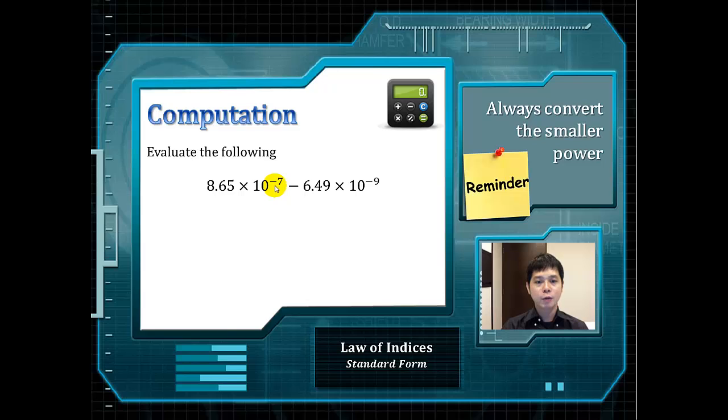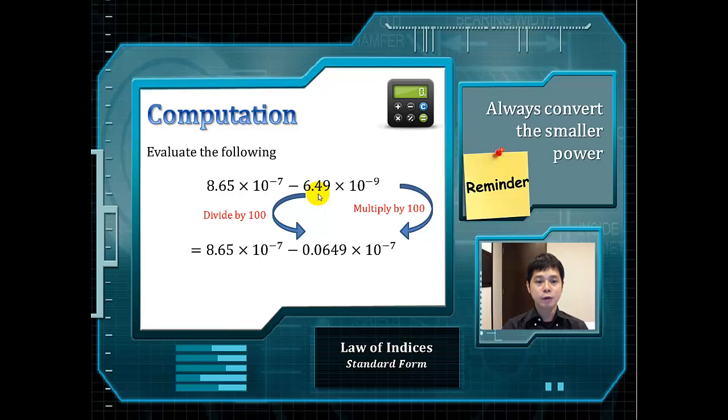Which is the smaller power? Yes, negative 9 is the smaller power, and we have to convert this to negative 7. In order to do so, we have to multiply by 100. And hence, we have to divide this term by 100 in order to balance the expression. As a result, we will have this. By factorizing out the 10 to the power of negative 7, we can rewrite in this form. And hence, the final answer will be 8.5851 times 10 to the power of negative 7.